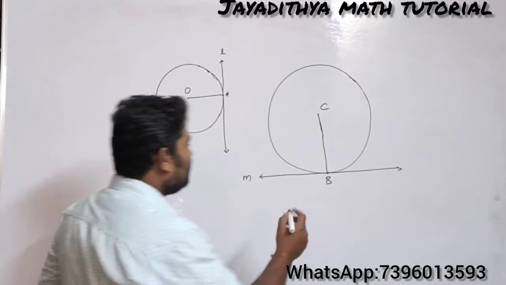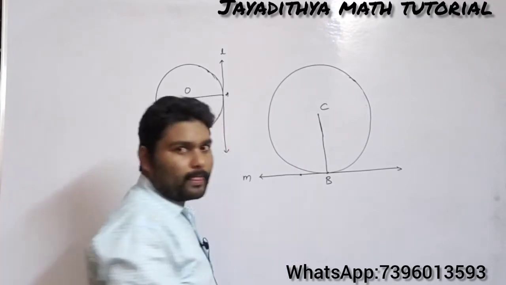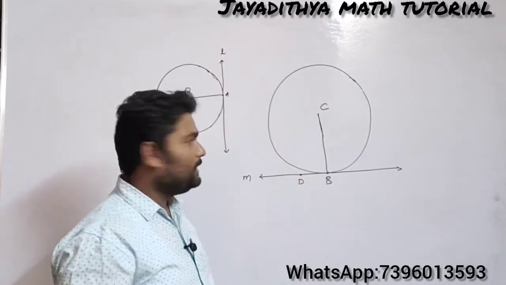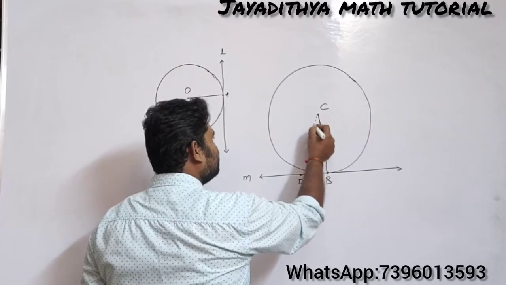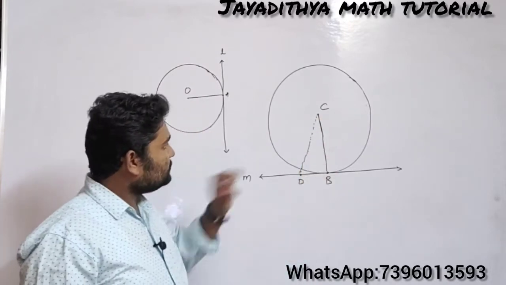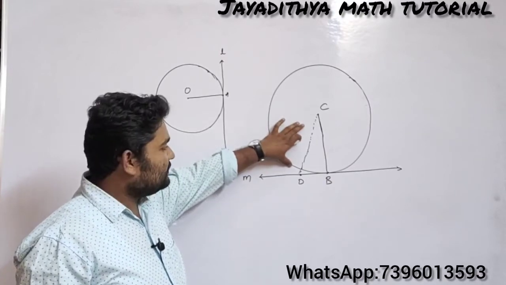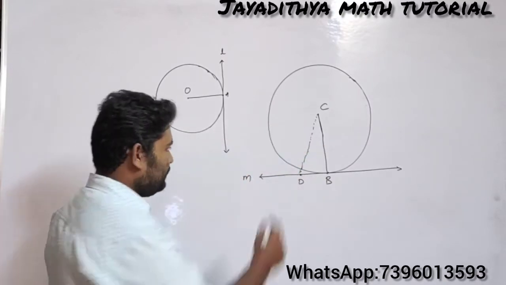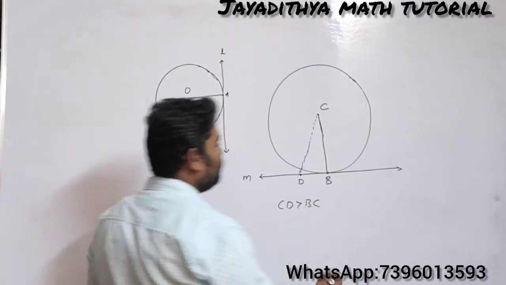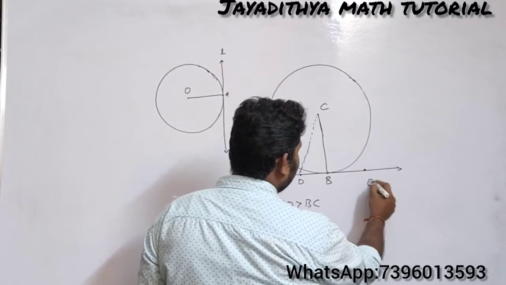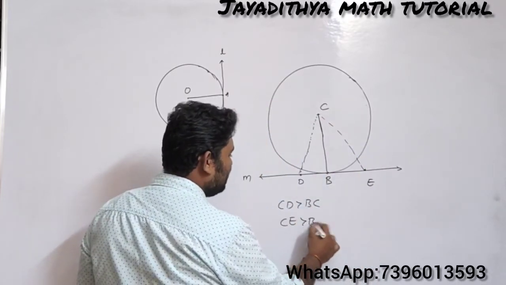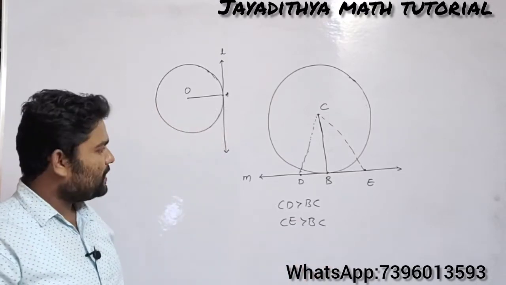I am taking a point here. Let us take the point as D, and if I join CD, you can see that CD is greater than BC. If I take one more point on this side, let me take a point E. Even if you take a line here, CE will be greater than BC.